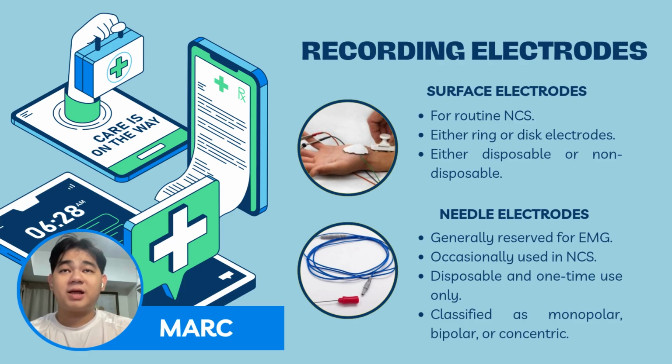Next, let's talk about recording electrodes. These are the different electrode terms used in electrodiagnostic studies. So, first, we have the surface electrodes. It's used for routine nerve conduction studies, and they are either ring or disc electrodes and are either disposable or non disposable. Next is the needle electrodes, which are generally reserved for electromyography. It is also occasionally used in nerve conduction studies and is disposable and one time use only. They are classified as monopolar, bipolar, or concentric.